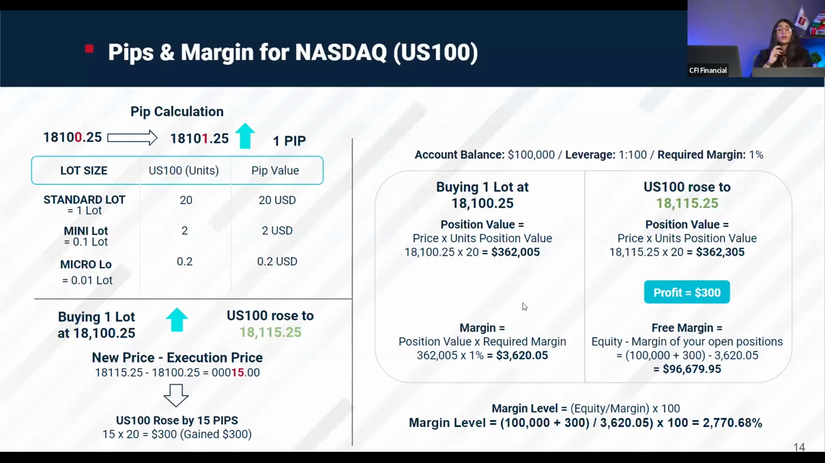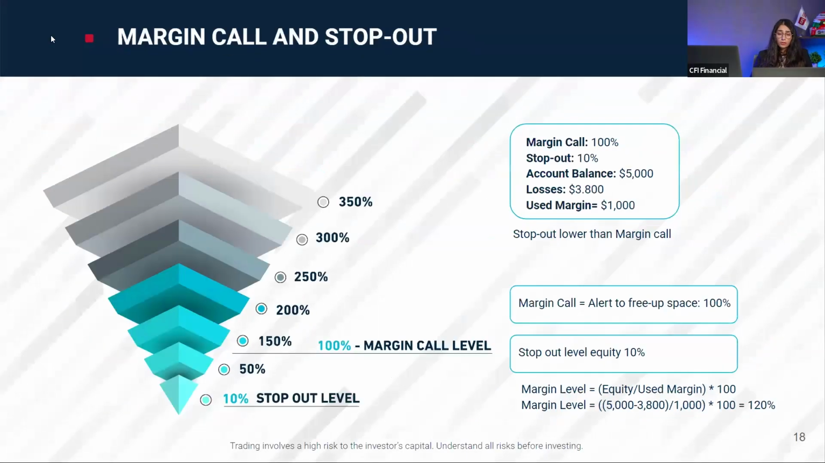Now we're going to move on to calculating the margin level. The margin level is my equity divided by my margin, multiplied by 100. By now you would know how to calculate the equity divided by the margin of your open positions, multiplied by 100. I will have 2,770.68%. So, like I said before, we're going to explain what margin level means.